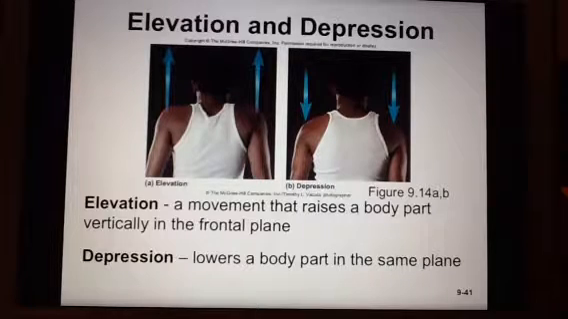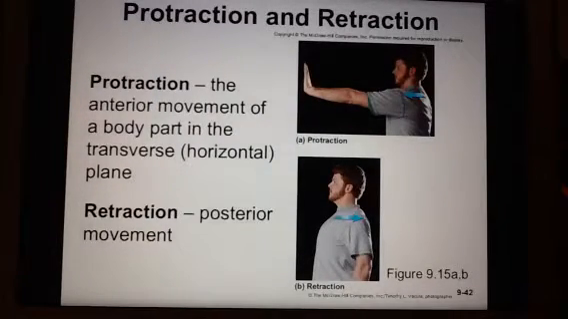Elevation and depression: elevation is movement that raises the body vertically in the frontal plane. These are easy to memorize. Depression is lowering the body part in the same plane. Protraction and retraction. Protraction is the anterior movement of the body in the horizontal plane, and then retraction is the posterior movement. Those are also pretty easy to remember.